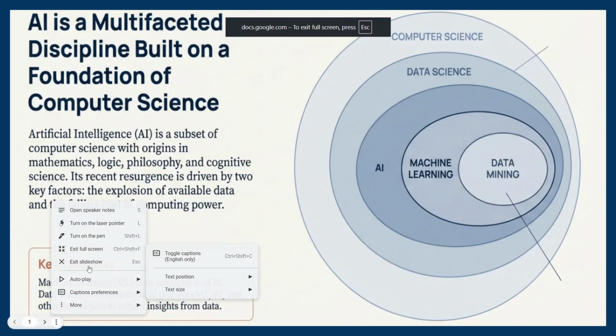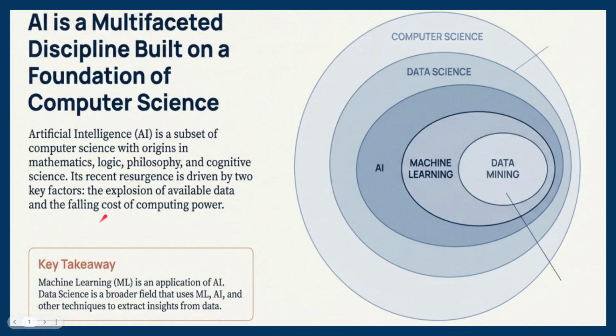Hello everyone, in this video we are going to see how the machine learning algorithm works. Before that, let us see what is artificial intelligence and where machine learning comes under that. Artificial intelligence is a subset of computer science with its origins from mathematics, logic, philosophy and cognitive science.